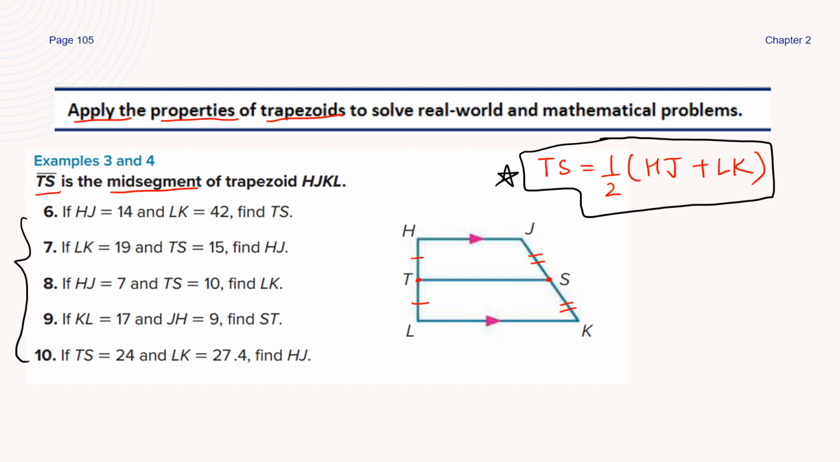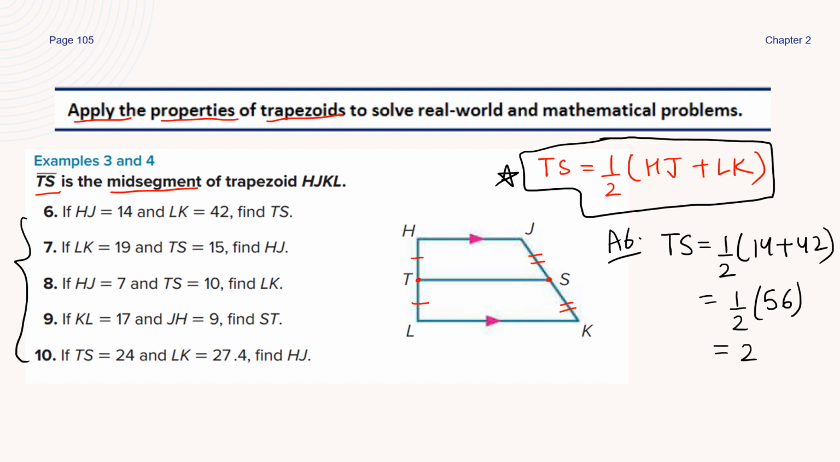So if you see carefully, let me do just one for you. Answer 6, HJ is given to be 14 and LK is 42, you have to find TS. So TS is equal to 1 by 2 times HJ plus LK, so just add them up. So this is 1 by 2 times 56. So this is 28 units of the mid segment TS. Now similarly, if TS is given to you and LK is given to you, you can find HJ using this formula. So same formula is going to work for all the questions, just the numbers are different. So do the calculation and solve the questions.